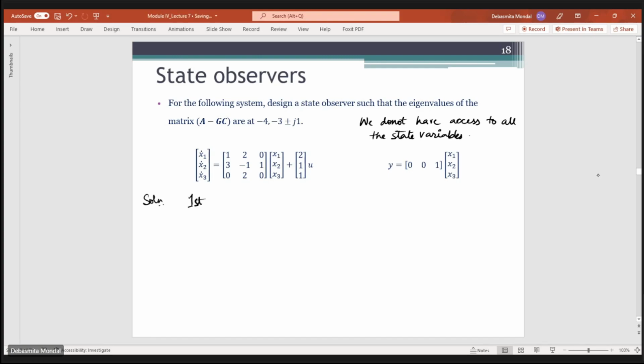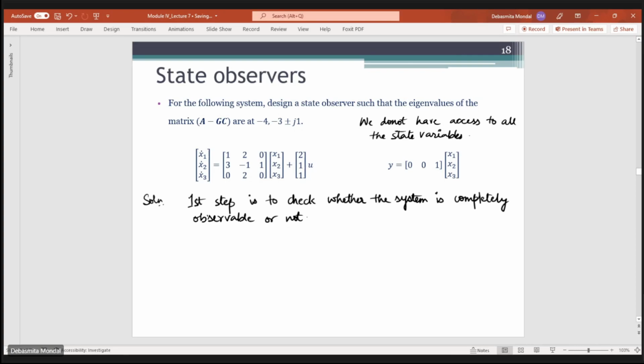So the first step is to check whether the system is completely observable or not. If the system is completely observable, then we can design a state observer. If it is not, then obviously we won't be able to design a state observer for this kind of system.